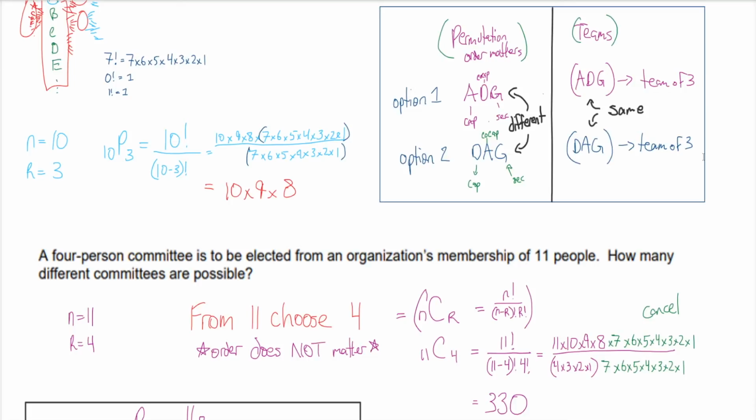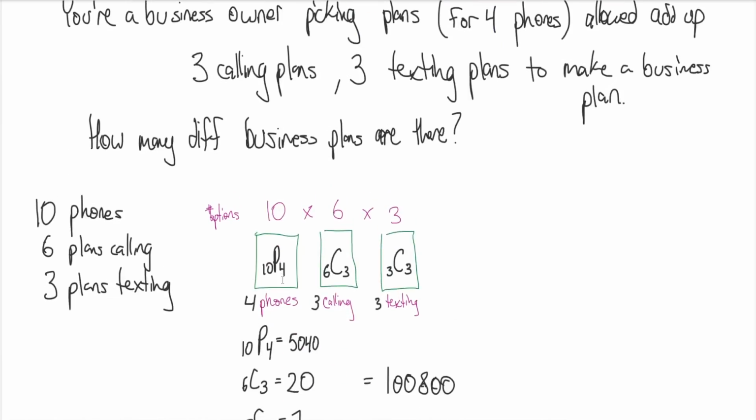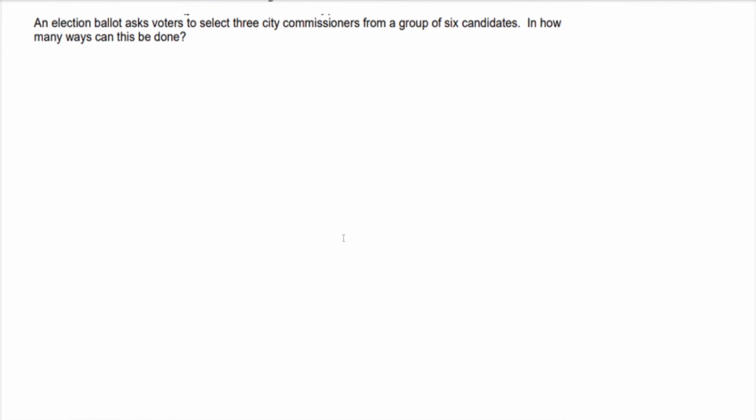Okay. So we're talking permutations. We're talking combinations. Let's just do this one fast. Okay. An election ballot asks voters to select 3 city commissioners from a group of 6 candidates. Okay, so big question. We're picking 3 from 6.